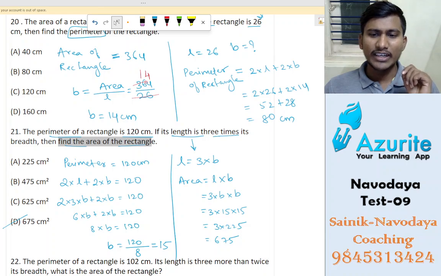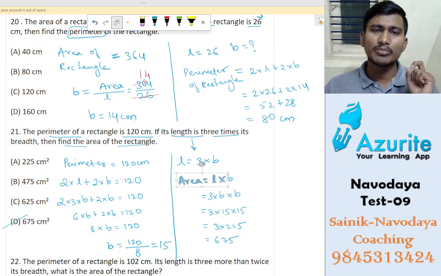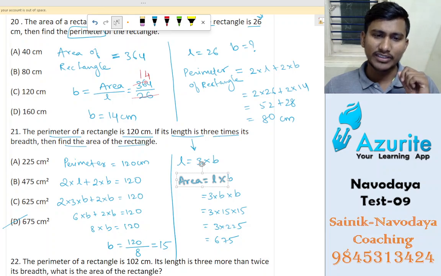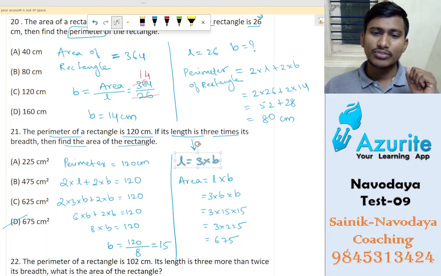So area, you write it down. Area, how do you find it? You find area by length into breadth. So now we know the perimeter. From the perimeter, can we find the breadth? Breadth is not given, so first you have to find the breadth. So how do we find the breadth?